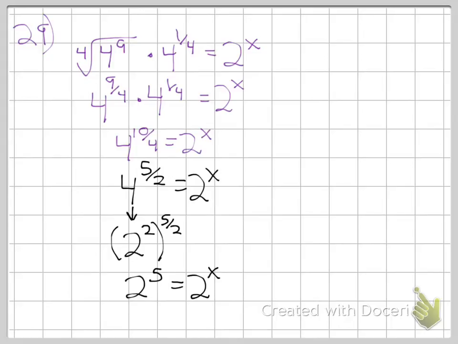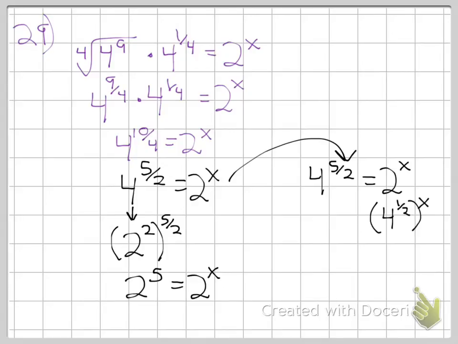Now, if I went back to this and said, all right, well, I want to make both have a base of 4. Maybe the situation just fits better that way. Well, 2 is 4 to the what power? Yeah, it's the square root, so 1/2. Which makes this 4 to the x over 2, or 4 to the 5 over 2. Did we get the same result? Yeah, still x equals 5.